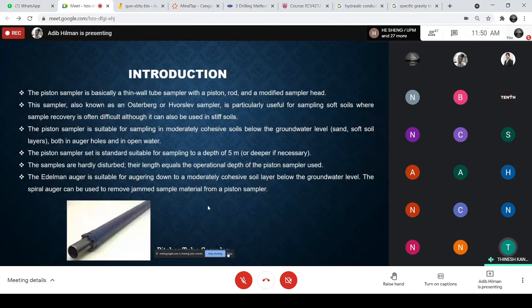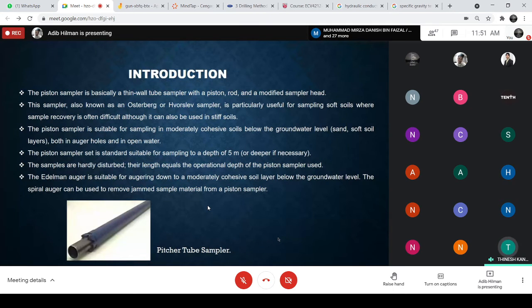For this intro part, I'm going to talk about the characteristics of the piston sampler. The piston sampler is basically a thin wall tube sampler with a piston rod and a modified sampler head. The sampler, also known as the Osterberg sampler, is particularly used for sampling soft soils where sample recovery is often difficult, although it can also be used in stiff soils. The piston sampler is suitable for sampling moderately corrosive soils below the groundwater level, and soft soil layers, both in auger holes and in open water.